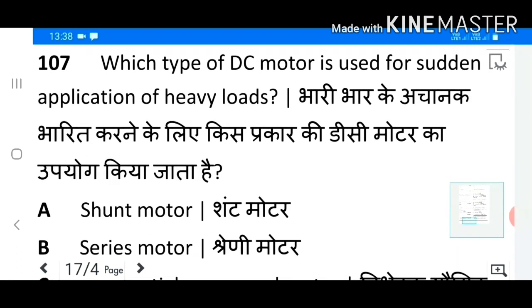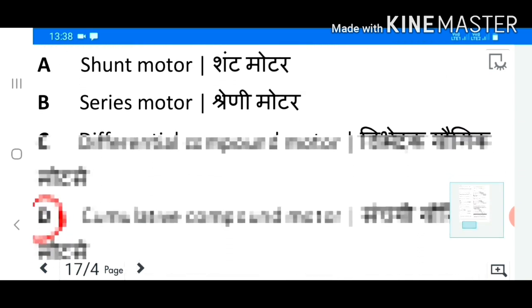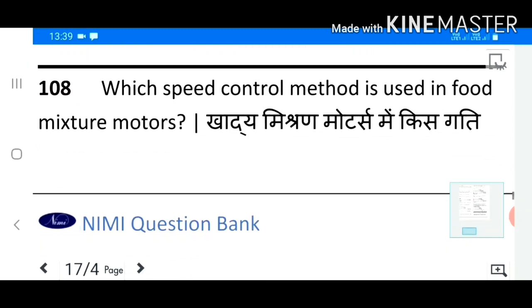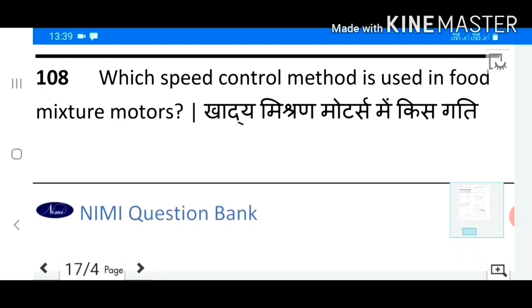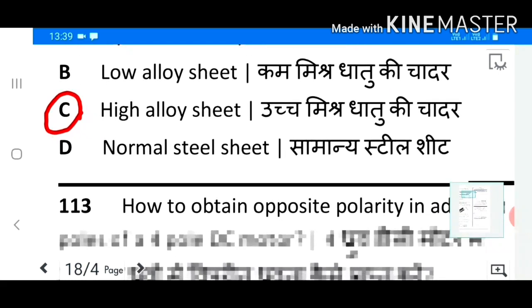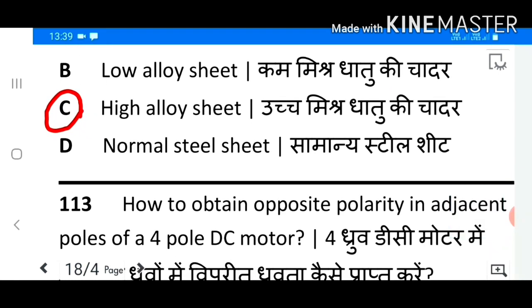107. Which type of DC motor is used for sudden application of heavy loads? Answer. D. Cumulative compound motor. 108. Which speed control method is used in food mixture motors? Answer. C. High alloy seat.